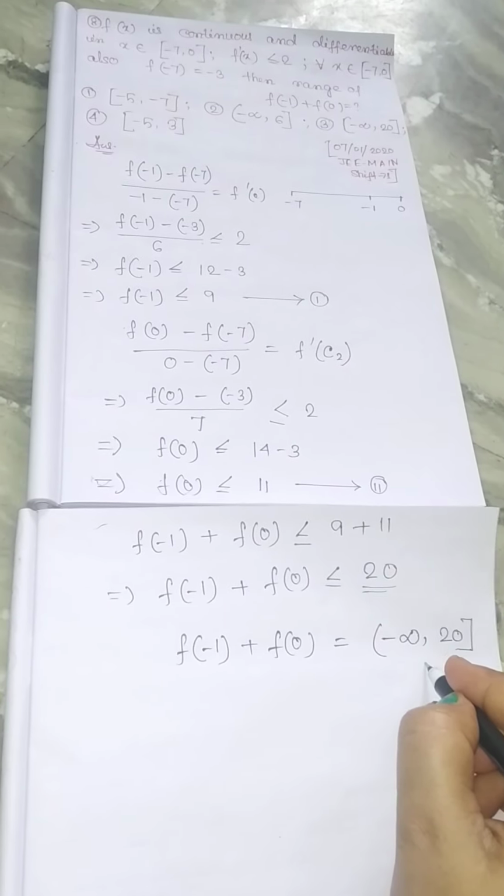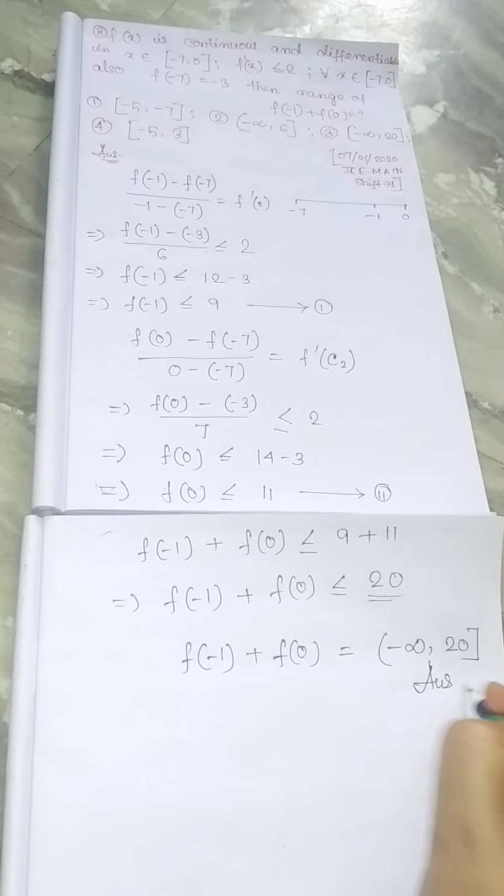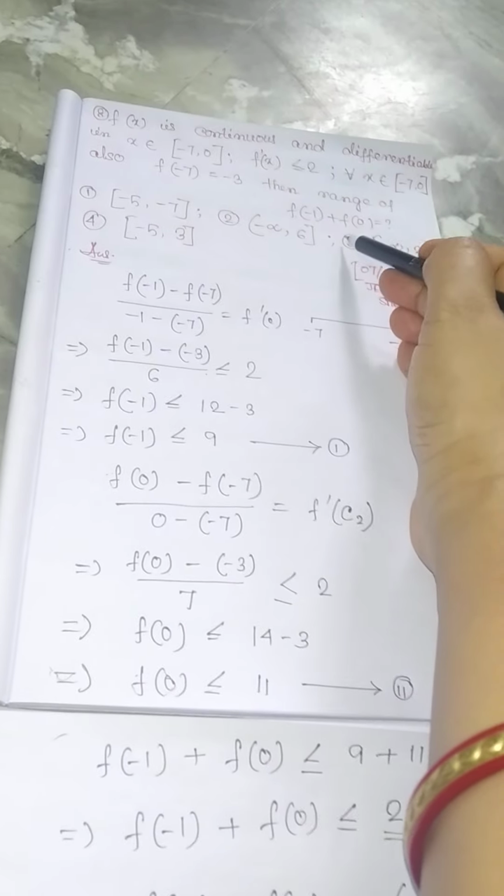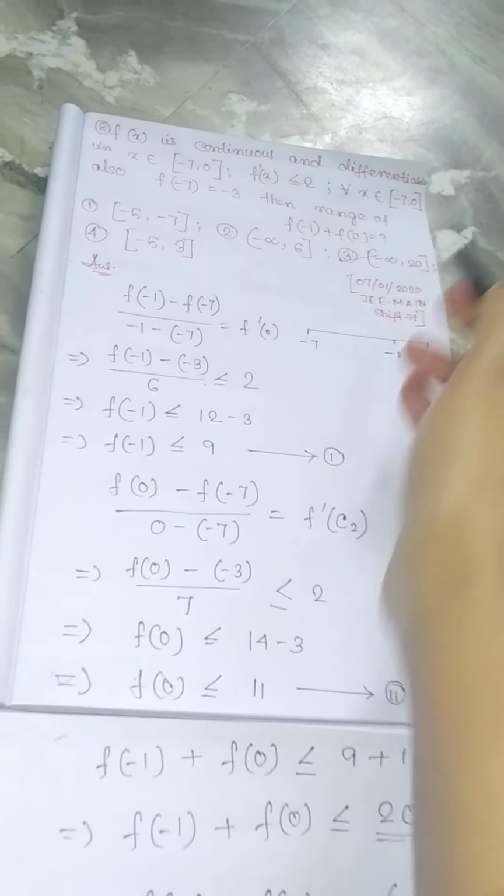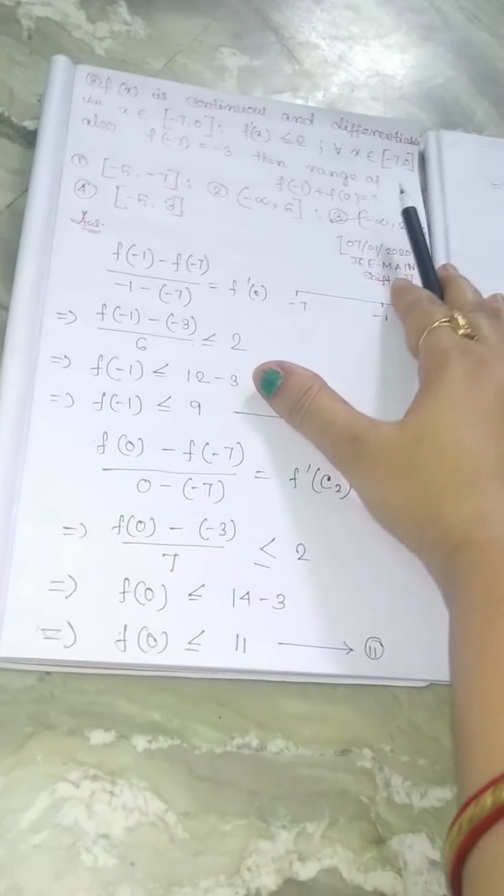So the range is that, and the option is option 3. So this is the full answer. That's all for today.